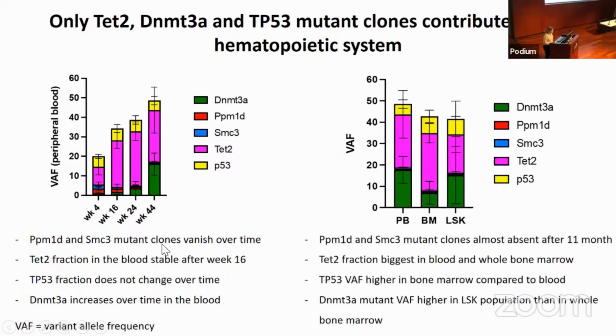When we compare bone marrow, blood, and the progenitor and stem cell population, we can see in general that TET2 is the dominant clone in all of those compartments, followed by DNMT3A, and then P53. And again, as we already saw in the blood, PPM1D and SMT3 are almost absent by the end of the experiment.